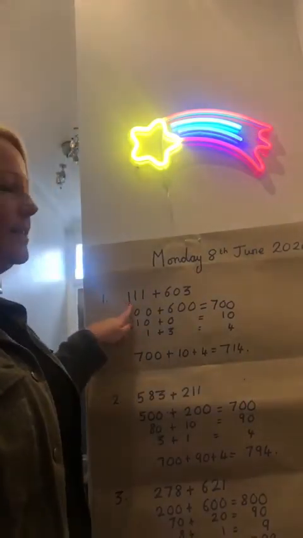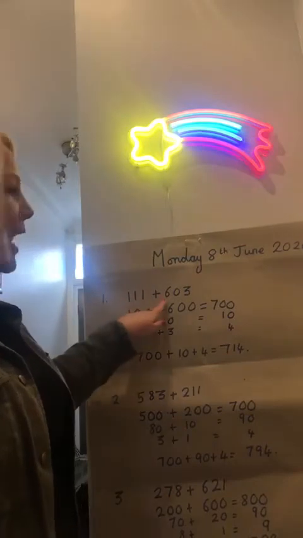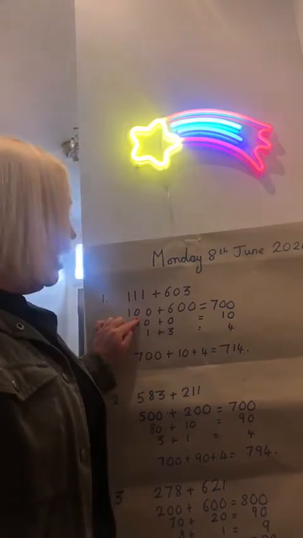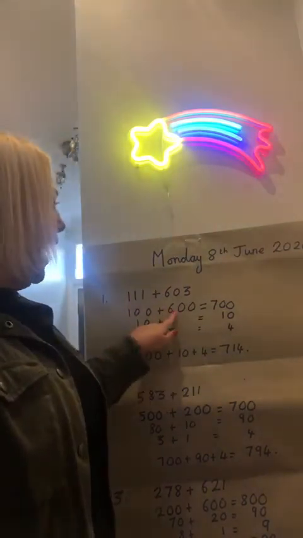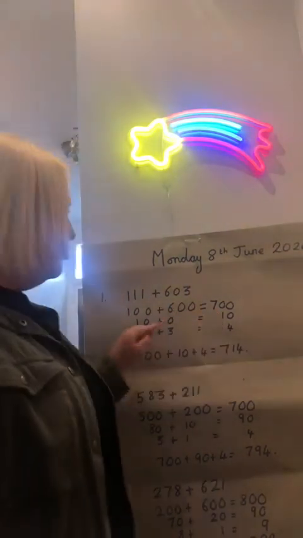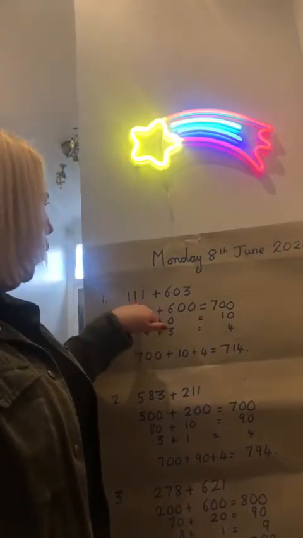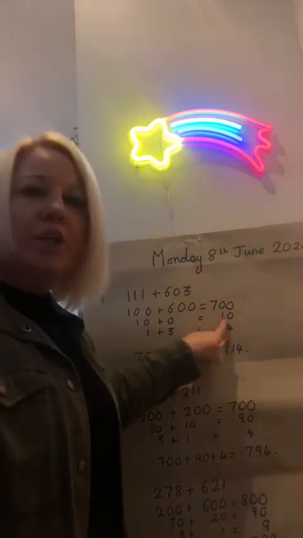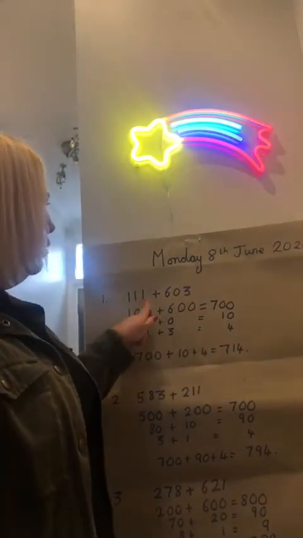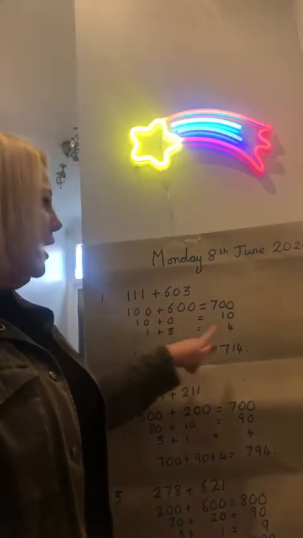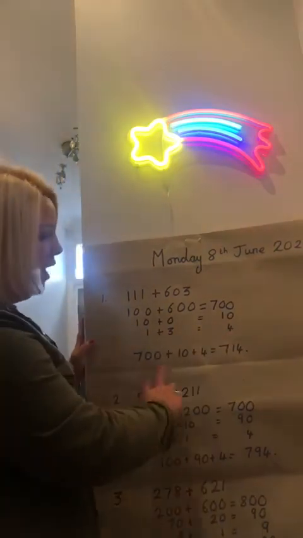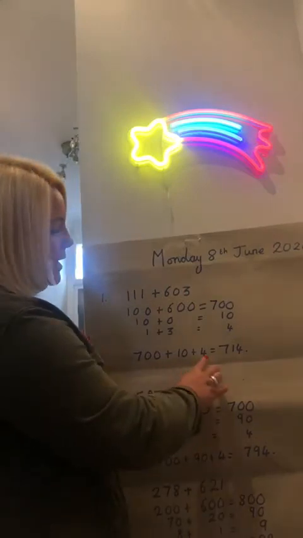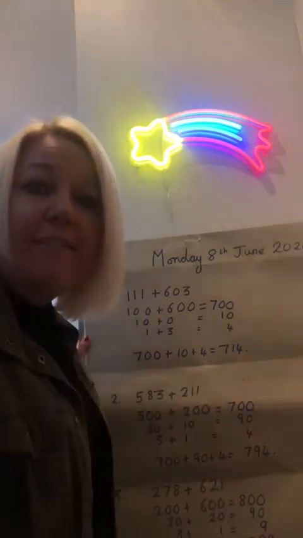So in this case, question 1 is 111 add 603. I would like you to do, first step, which would be 100 add 600, which equals 700. Then 10, because there's 1 in that column, nothing in that column, so 10 add 0, which equals 10. And then 1 unit and 3 units, so 1 add 3 equals 4. We then write it out like this to add them together. So 700 add 10 add 4 equals 714.